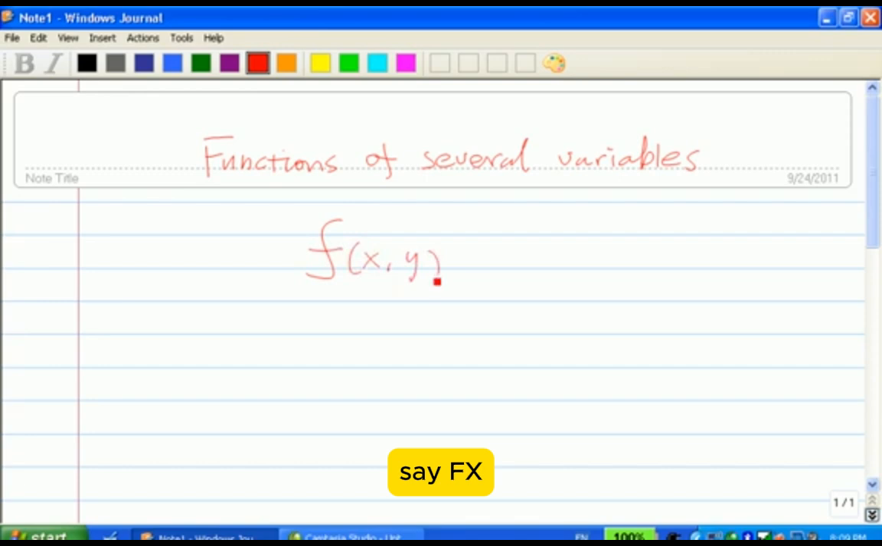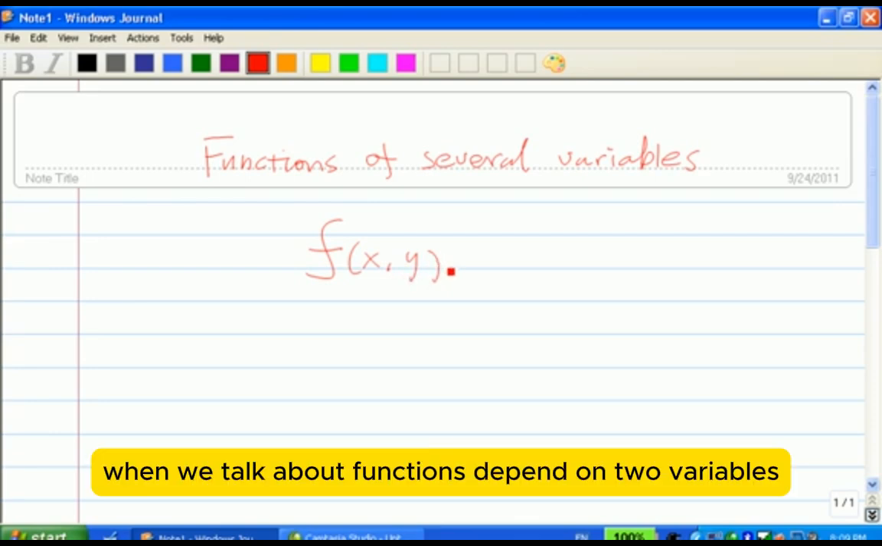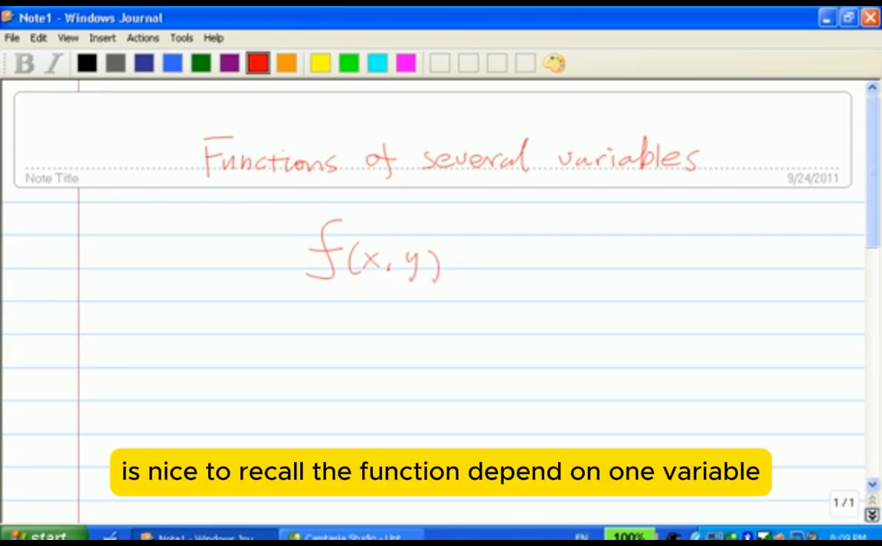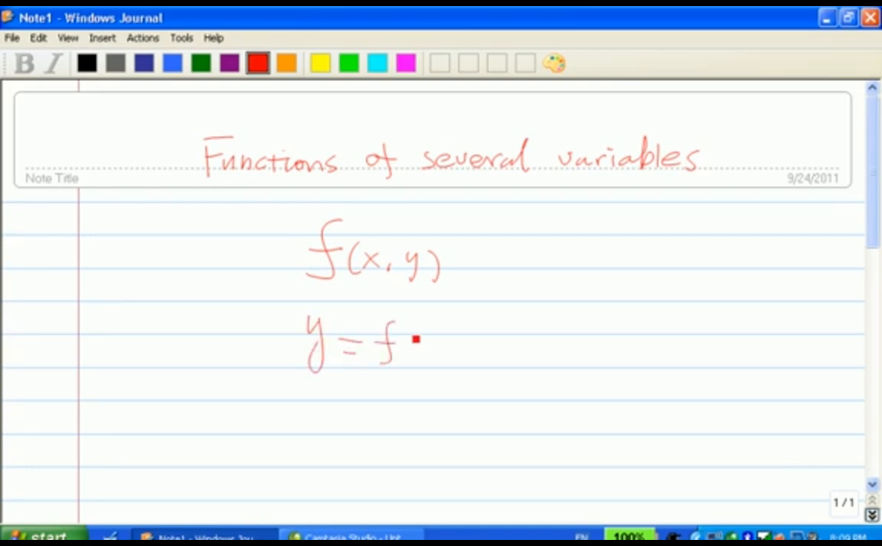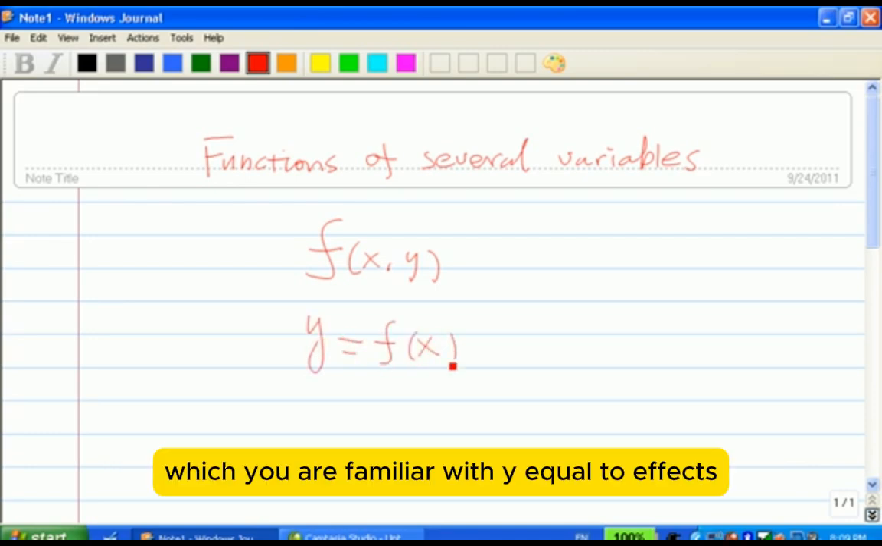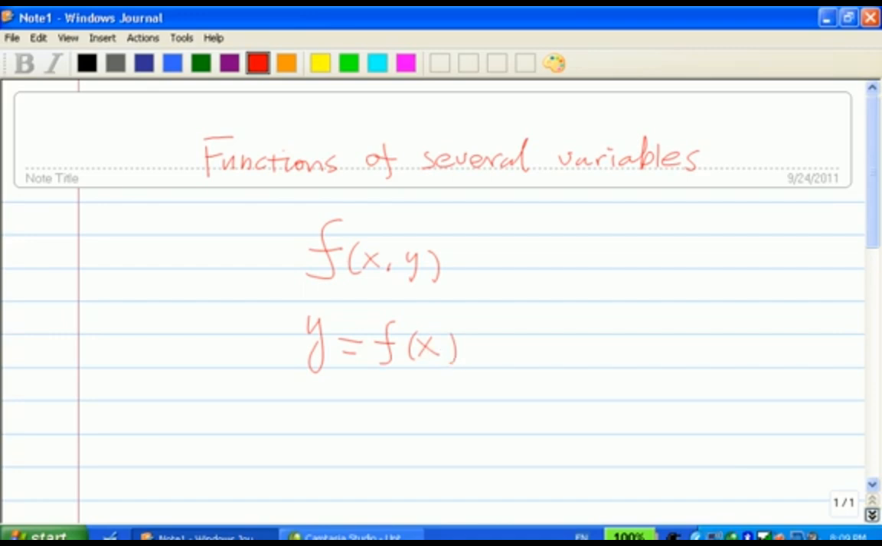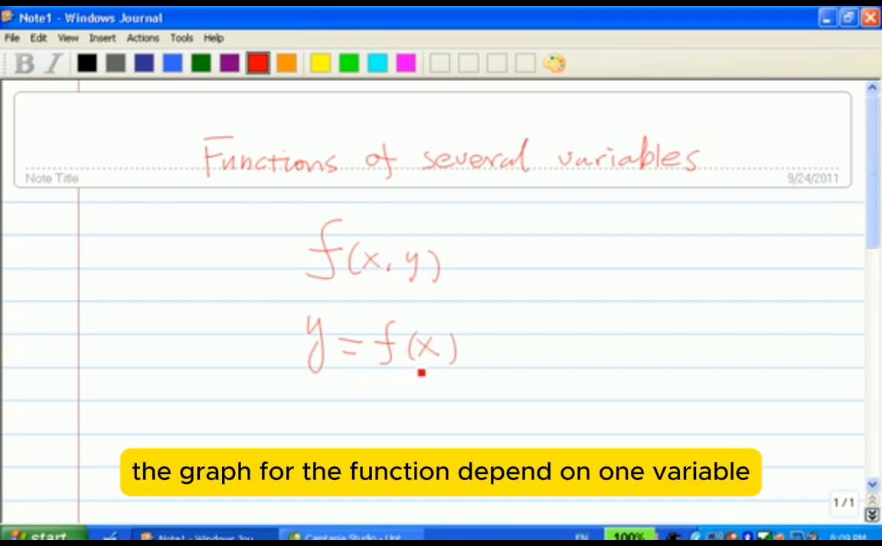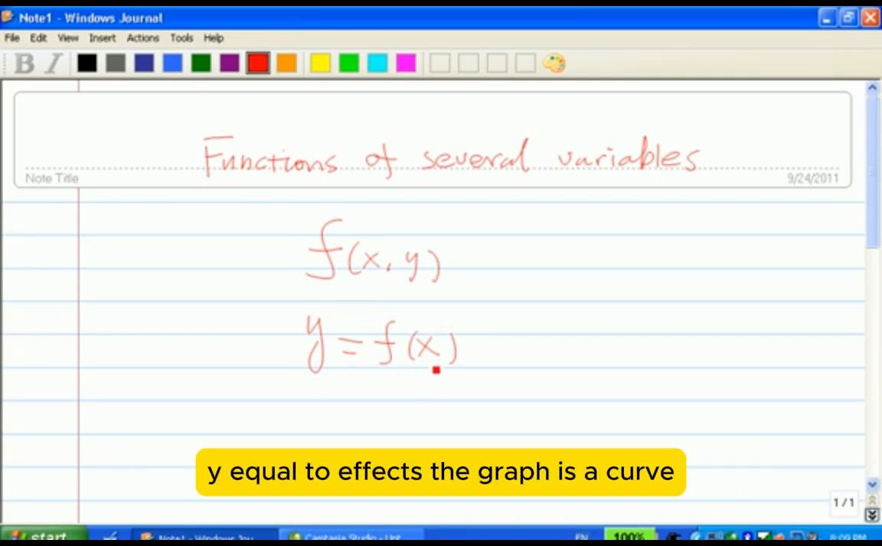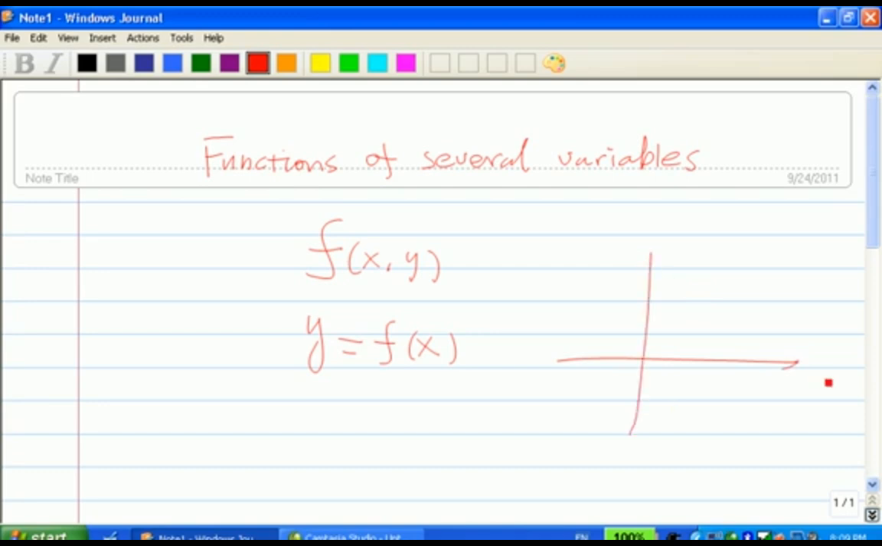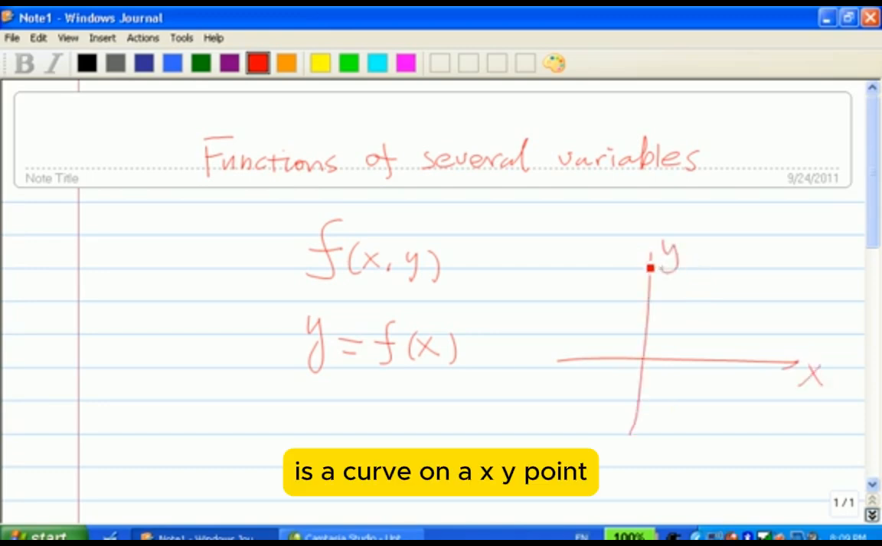Say f(x, y). So when we talk about functions that depend on two variables, it's nice to recall the function that depends on one variable, which we're familiar with, y equal to f(x). The graph for the function that depends on one variable, y equal to f(x), is a curve. It's a curve on the xy plane.